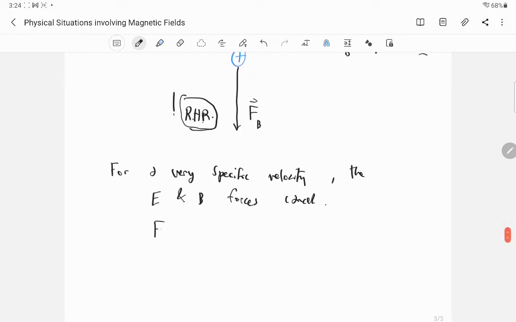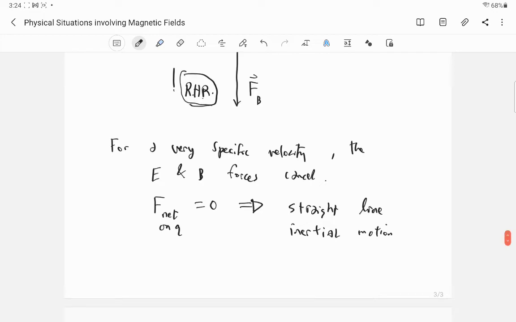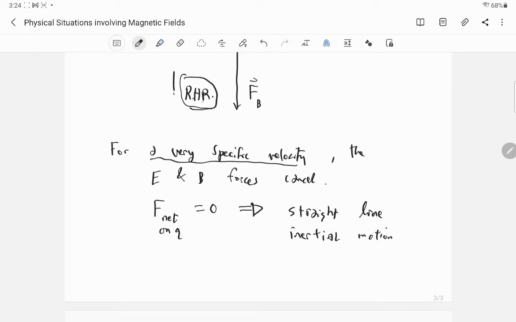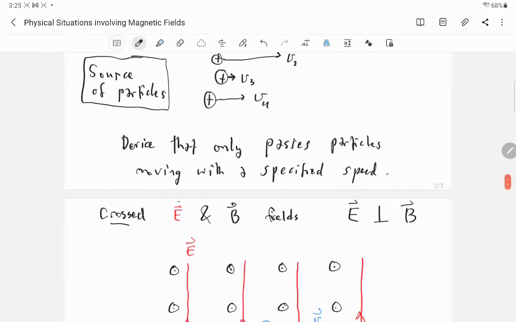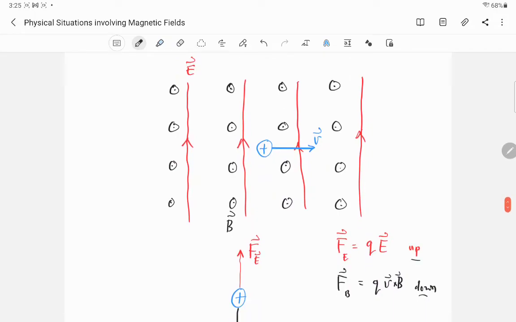And what this means is that the net force on our little charged particle is equal to 0, which means you get straight line motion, right? That's the definition of inertial motion. So if the net force is equal to 0, our object has no acceleration, so its speed and direction of motion do not change. But that's only for a very specific velocity. Lucky for us, that's what we want. We want something that gives us a very specific velocity.